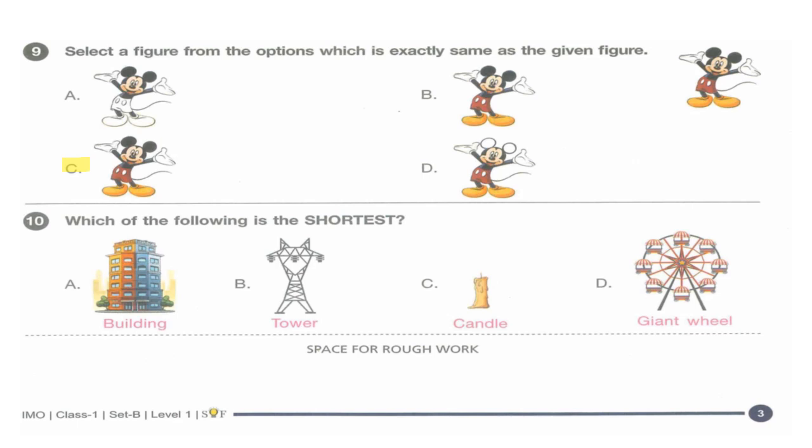Question number 10. Which of the following is the shortest? A. Picture of a building. B. Picture of a tower. C. Picture of a candle. D. Picture of a giant wheel. So giant wheel, candle, tower and building. We have to choose the shortest. To find the shortest, it's very clear from the pictures given. Answer is option C.